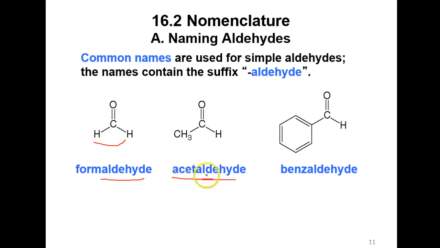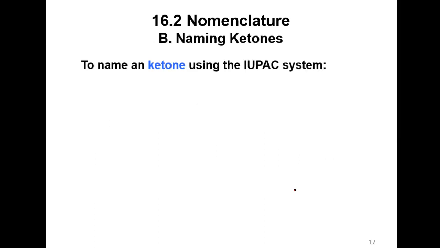Acetaldehyde, this is what you form when you oxidize ethanol in the body. And benzaldehyde actually has an almond smell to it. It smells a lot like almonds. That's because this is one of the main components in almonds. It gives it that classic almond smell.